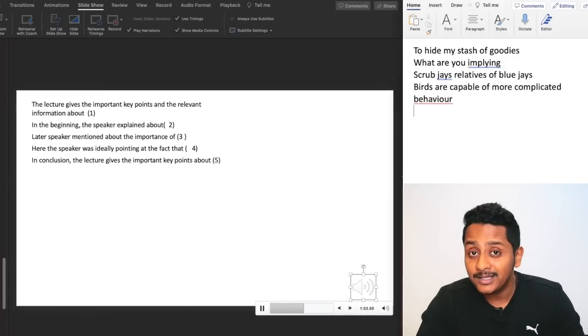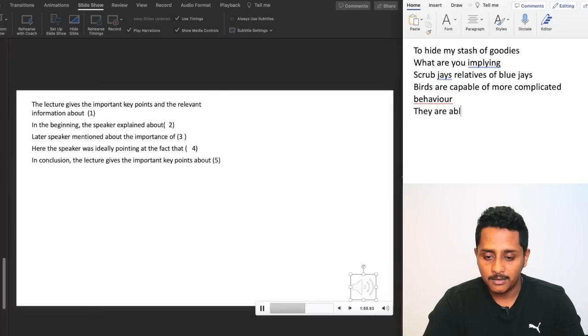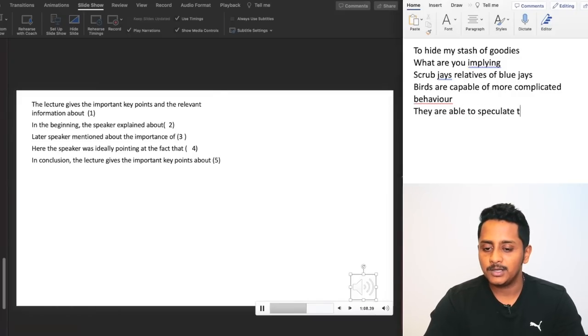Able to speculate the future behavior. They are able to speculate the future.